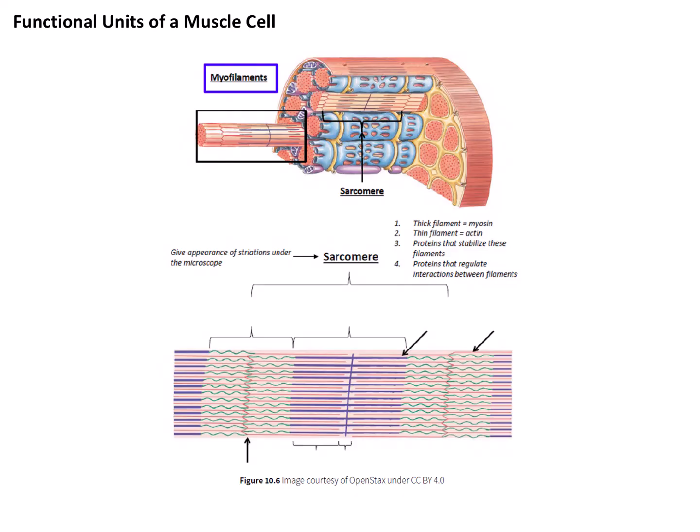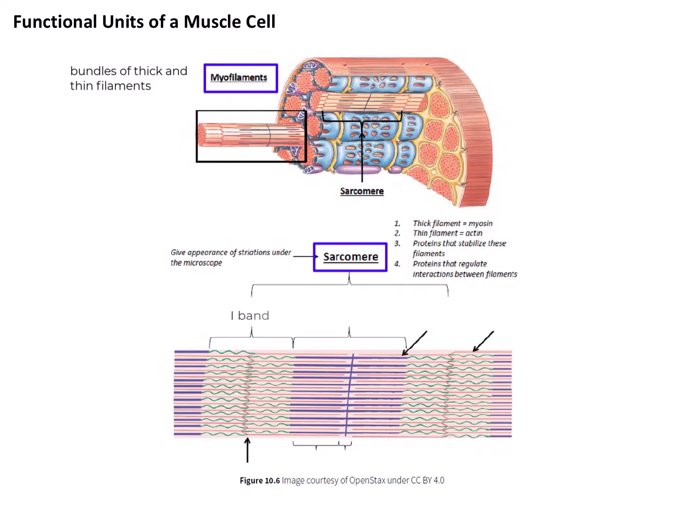The myofilaments are part of the myofibrils. Myofilaments are bundles of thick and thin filaments. These filaments are organized into a sarcomere. The sarcomere is the functional unit of the muscle cell. The functional unit is where muscle contraction takes place, and it happens due to the interaction of the myosin and actin filaments. The sarcomere is organized into regions.